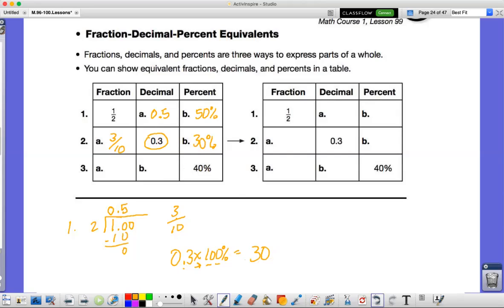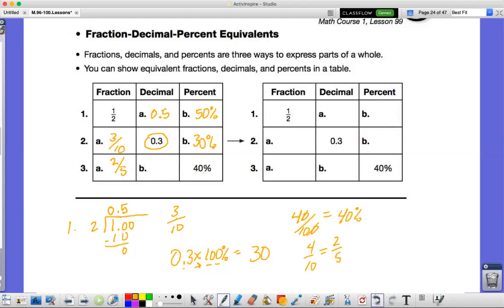If you have 40%, what does that mean? That means the same as 40 over 100. What does that reduce to? Well, it's the same as 4/10, and 4/10 reduces to, both of these are divisible by 2, 2/5. So I know what it is as a fraction pretty quickly.